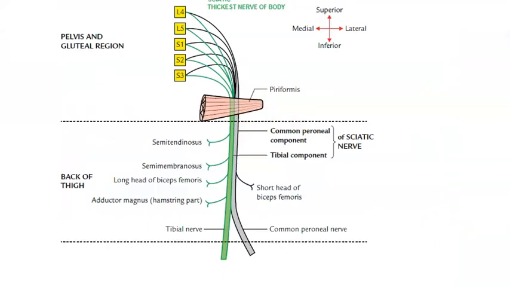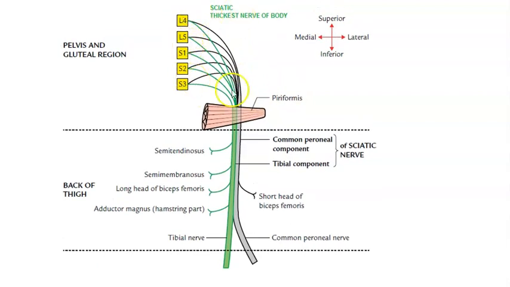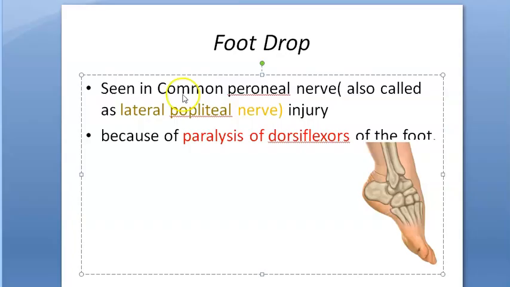So now let's get to understanding where the common peroneal nerve is coming from. If this is your sciatic nerve that is getting formed from your L4, L5, S1, S2, S3, here you have the common peroneal nerve. Did you spot it? Here's your common peroneal nerve. In the sciatic nerve you have two components: the common peroneal nerve and the tibial component. So this common peroneal nerve is supplying what? All that we have to check. But generally which nerves, the group of muscles?